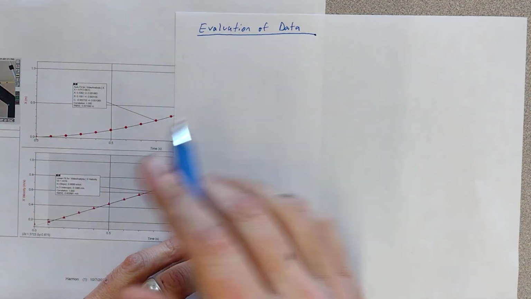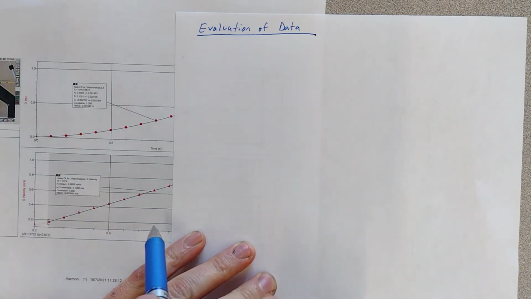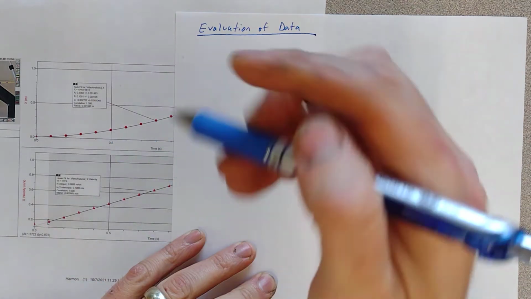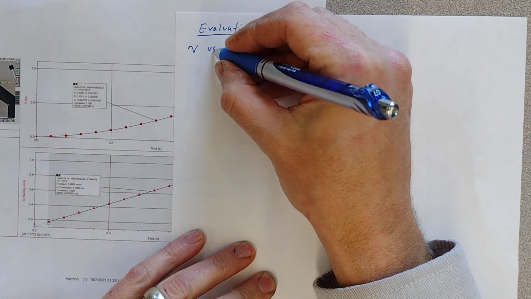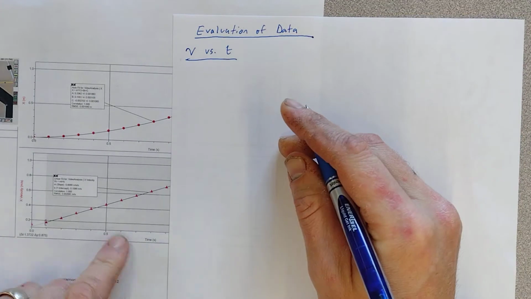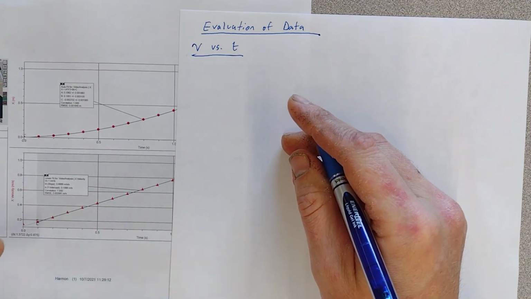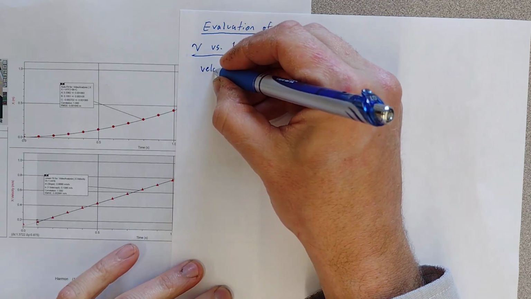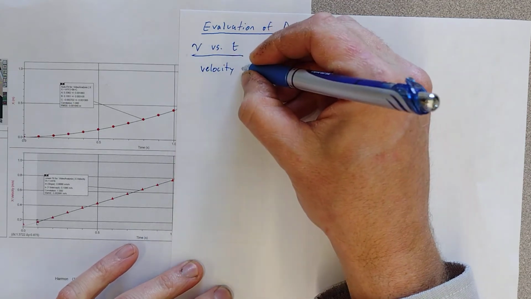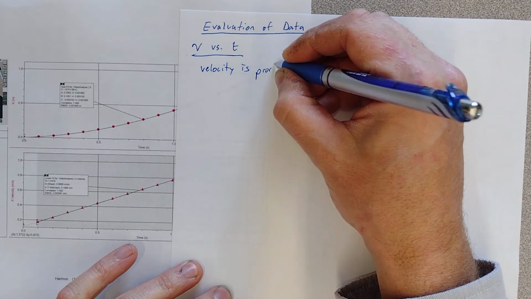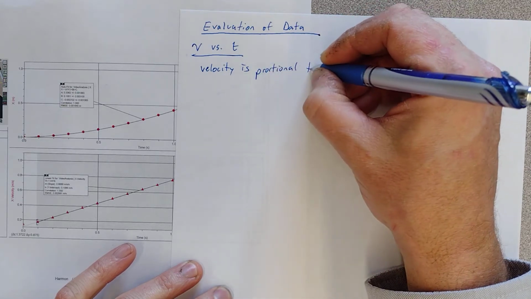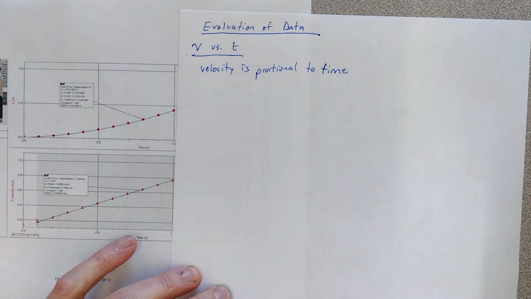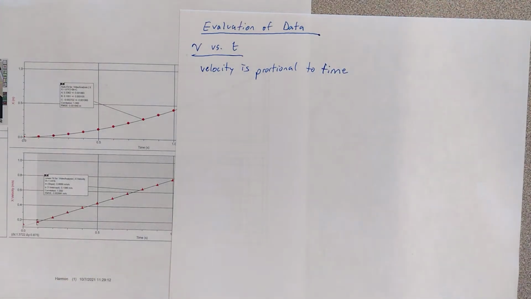We had two different functions. We looked at velocity versus time and position versus time. We're actually going to start with velocity versus time here. So v versus t. This relationship was linear, meaning it was a straight, direct relationship. So velocity is proportional to time. So the velocity of the cart was proportional to the length of time it was running.